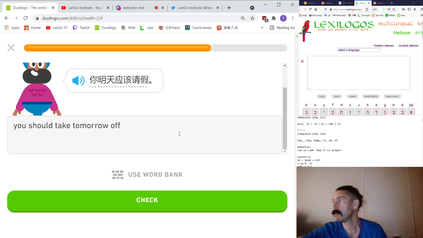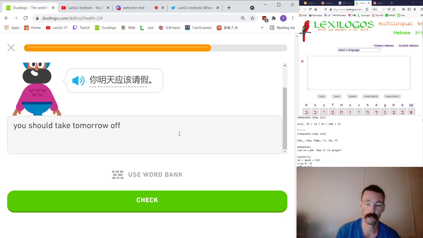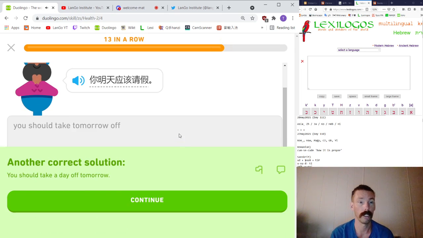Now there's many idiomatic ways to translate these. I think I have the right meaning, but it might not recognize this translation. Alright, take a day off tomorrow.